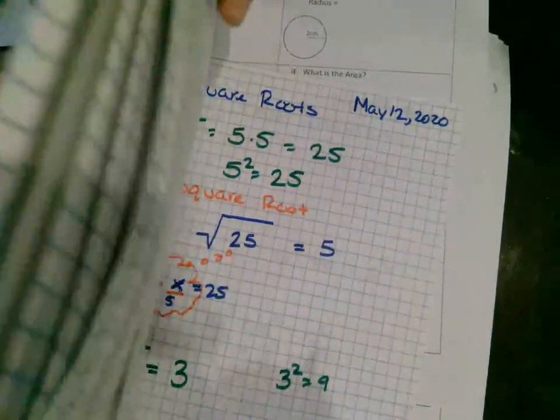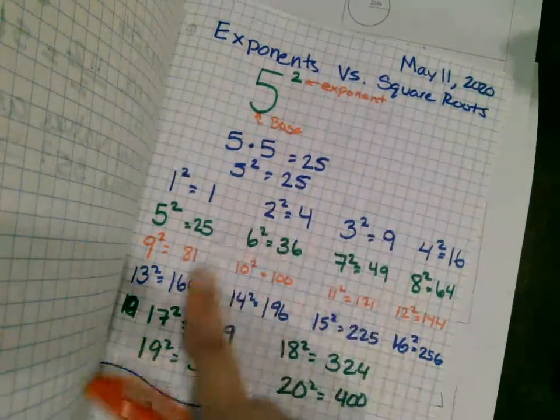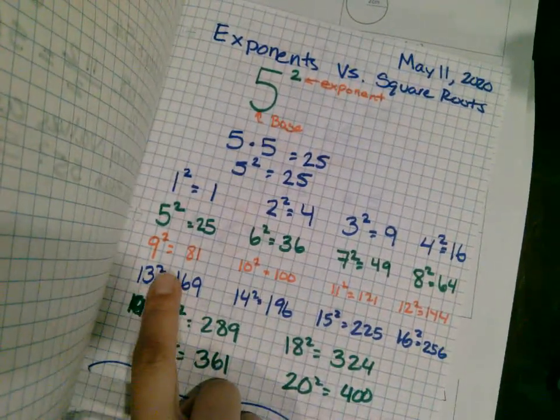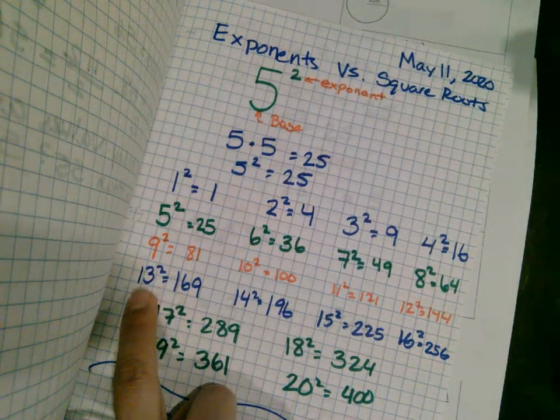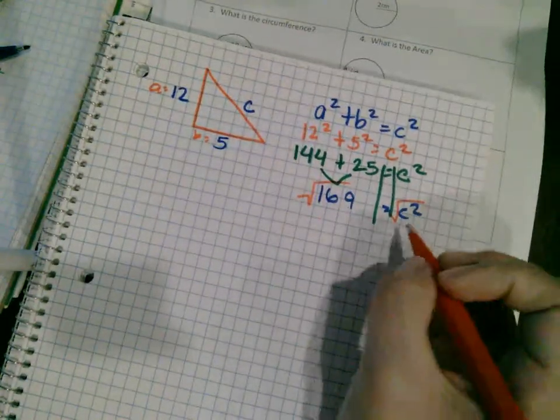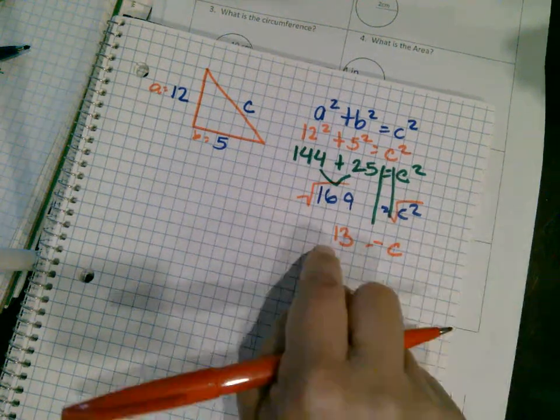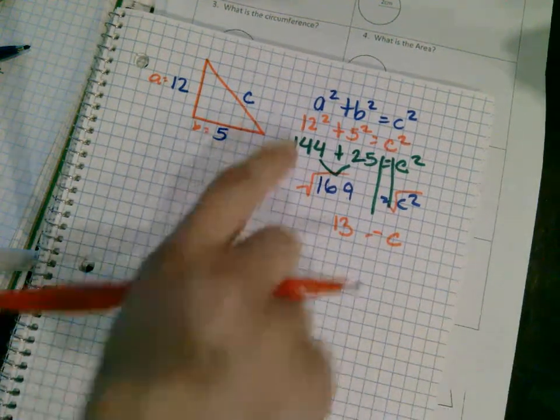So you look at your chart from Monday. Here, you find 169. Oh, right there. That means it's 13 squared, but I don't need the square. I just look at the base. The base is 13. So therefore, C is equal to 13. Check. Numbers make sense.